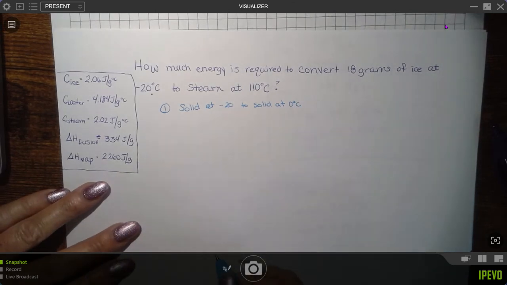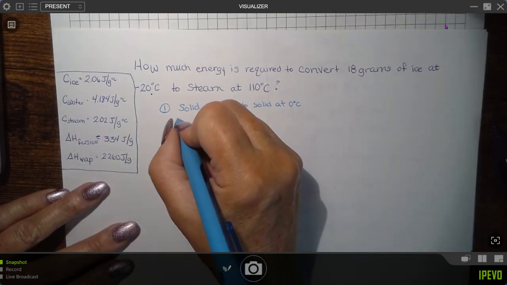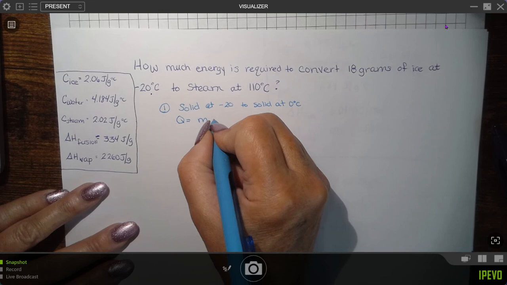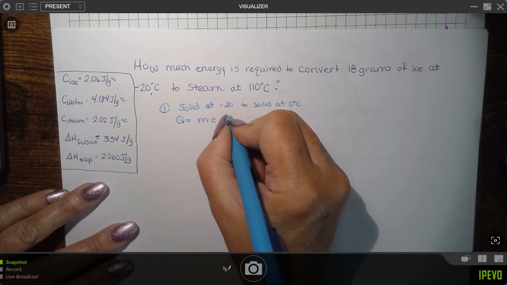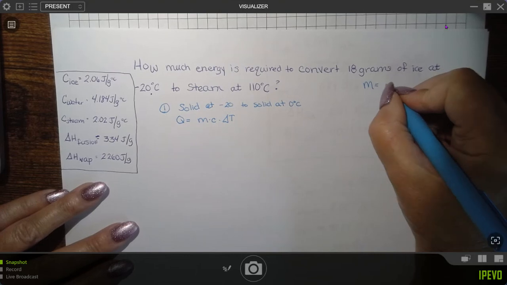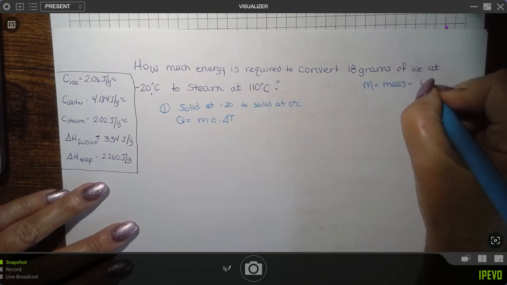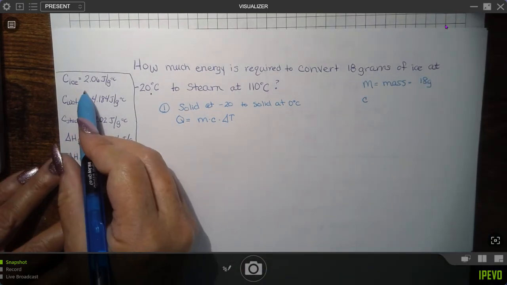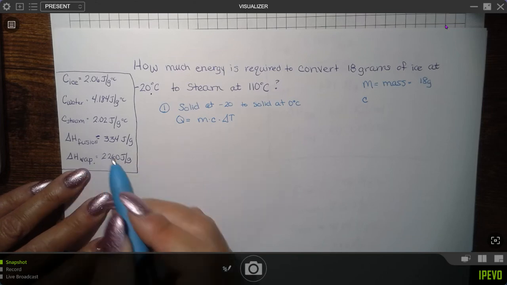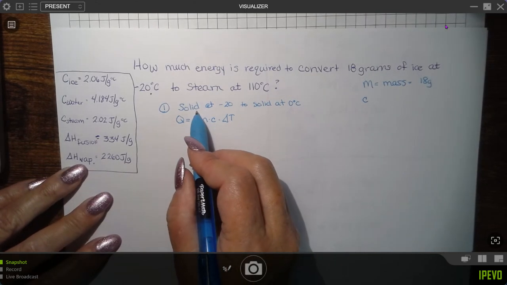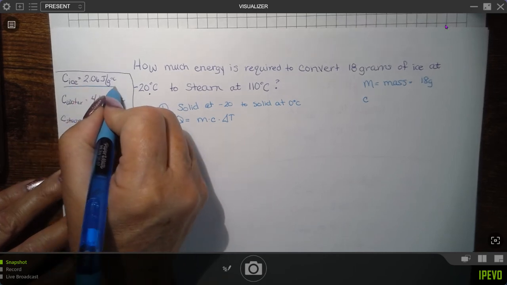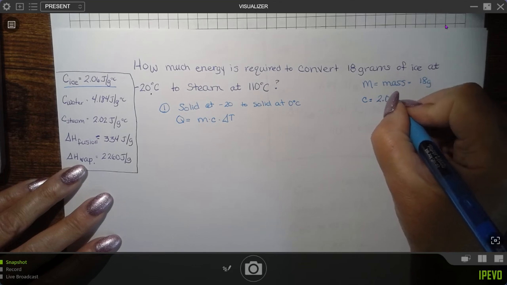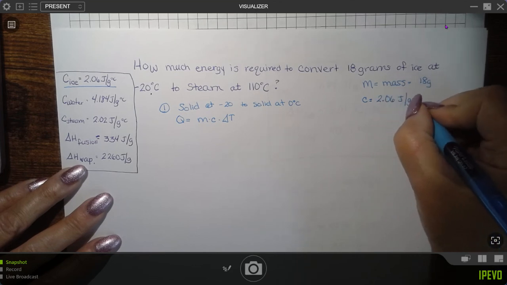To calculate the energy, energy is going to be Q. Q equals MC delta T. M is equal to our mass, which is going to be 18 grams all the way through our calculation. C depends on what state of matter we're in. For this first leg, we've got solid ice, and the specific heat of solid ice is 2.06 joules per gram degree Celsius.